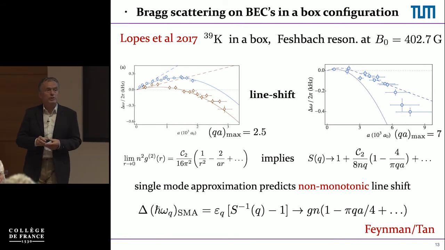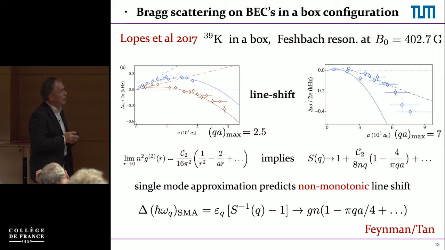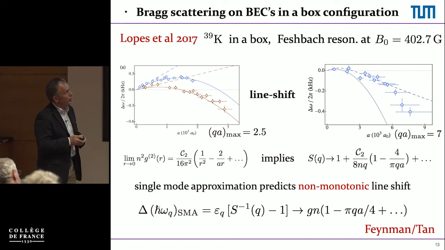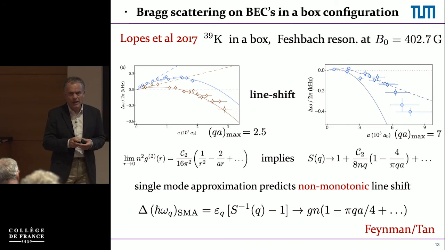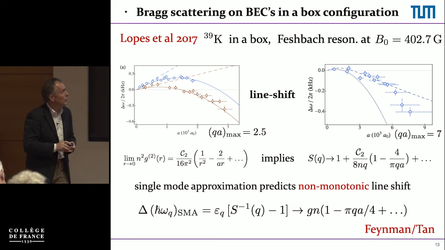Now, in much more detail, this was investigated by Soran's group a few years ago with Rafael Lopez as the first author, with potassium-39 in a box, where they measured this line shift as a function of scattering length for different densities. And you see, indeed, there is this downturn of the shift, and it becomes even negative if you go to low enough densities where you can increase the scattering length. Here you see up to 3000 A Bohr. And at the lowest densities they could reach, where the QA went up to even 7, you really see, wow, it goes down, it becomes very strongly negative. So you get a spectrum which is much lower than what you expect from your single particle peak.